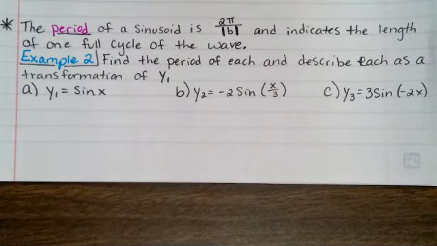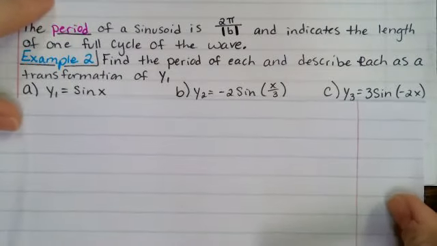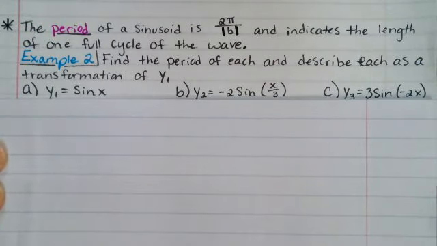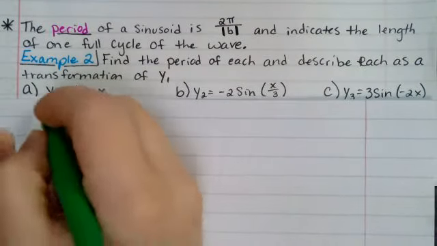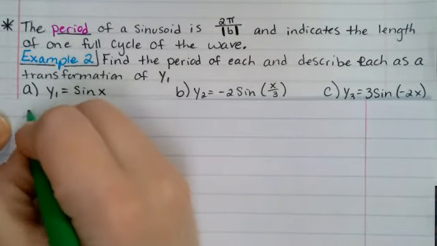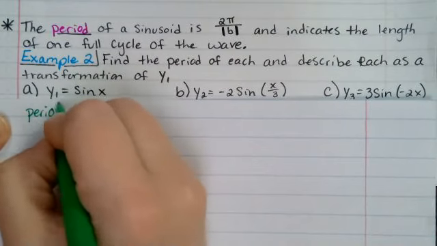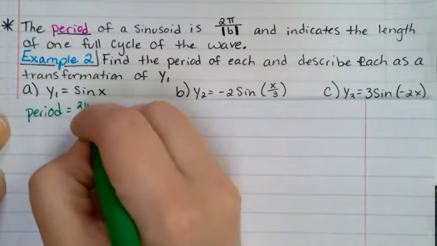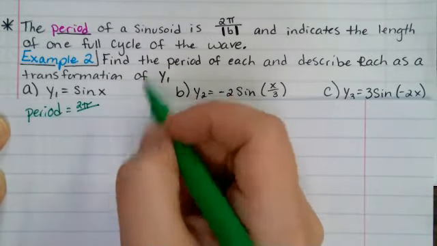So starting off with sine x. Now, if you remember, this is the parent function. So if you remember what the period of that is, then you could just give that answer and not have to really show your work for it. However, if you don't remember what it is, then we'll do the solving. So period is going to be, again, 2 pi divided by the absolute value of b.